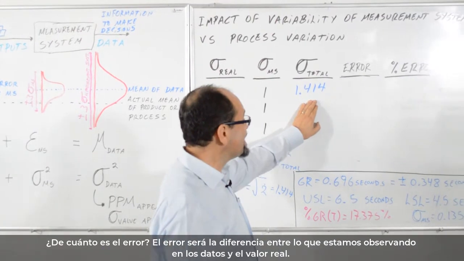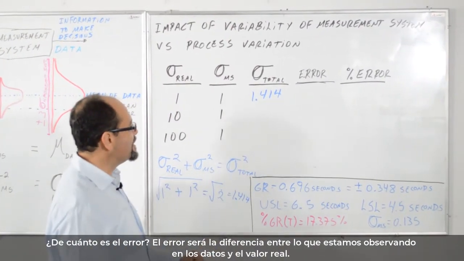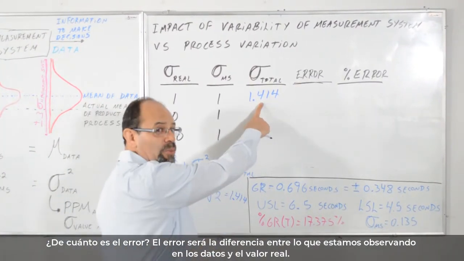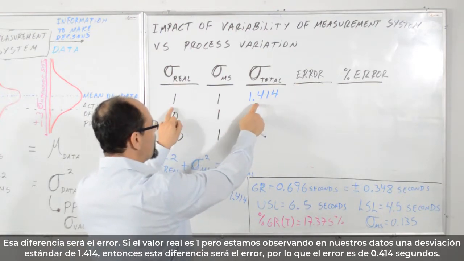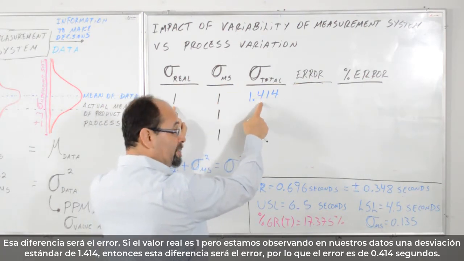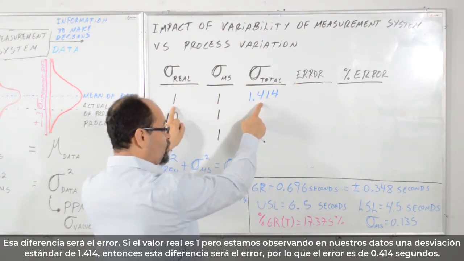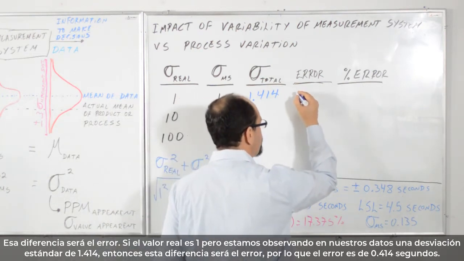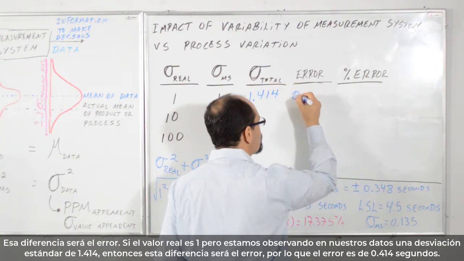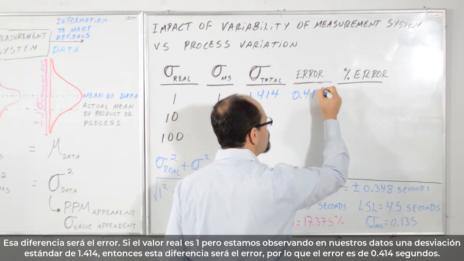What is the error? The error will be the difference between what we are observing from the data and the real value. If the real value is 1, but we are observing in our data a standard deviation of 1.414, this difference is the error, and the error is 0.414.